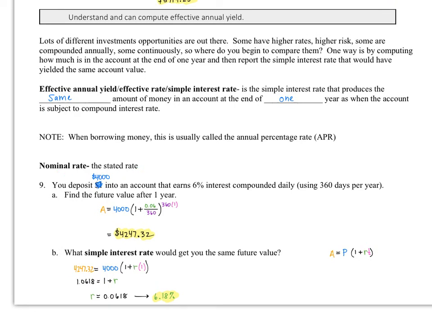All right, so let's just get into this example. Let's suppose instead of $1, we're going to change that to $4,000 we deposit into an account that earns 6% interest compounded daily. So remember, we're going to use 360 days per year. So if we want to find the future value, well, remember that's P times 1 plus R over N to the NT. So if we throw that into this formula, we should get the future value is $4,247.32. Okay? Remember, we're not going to round up on the future value.